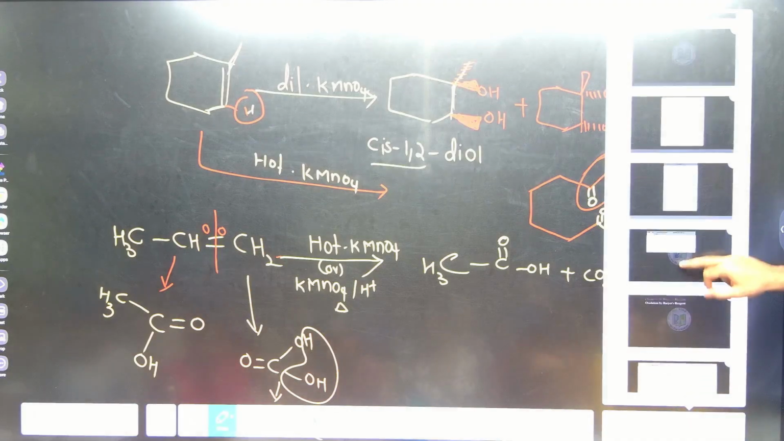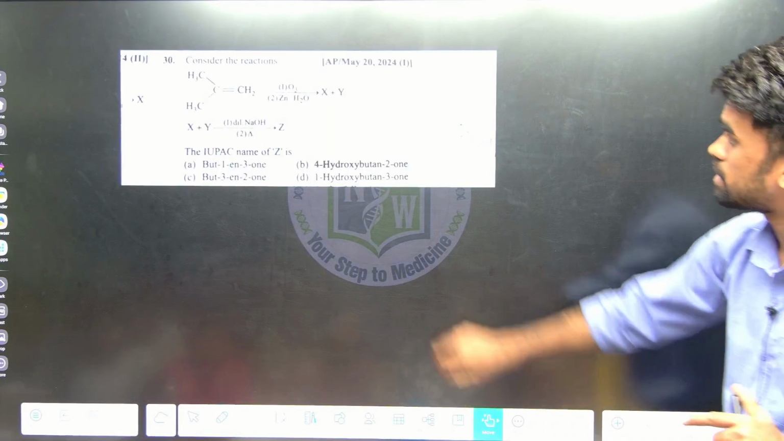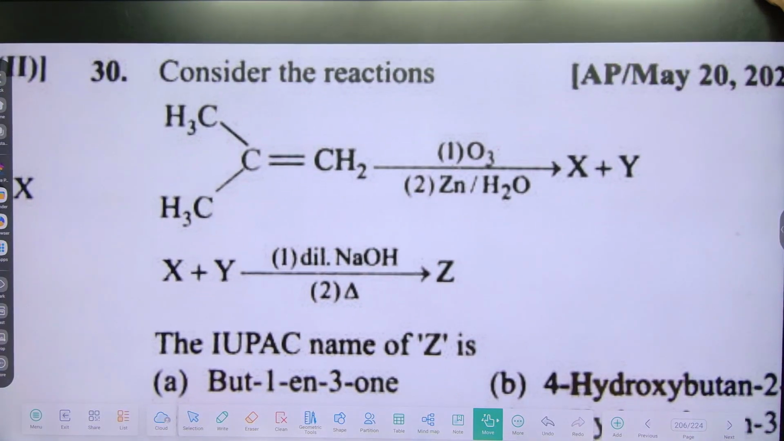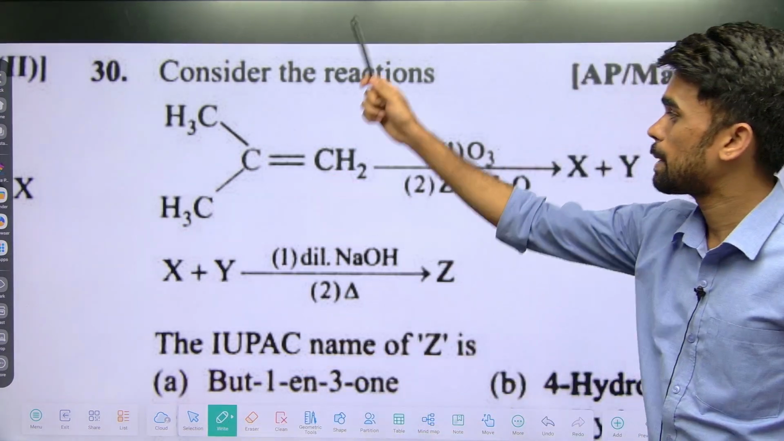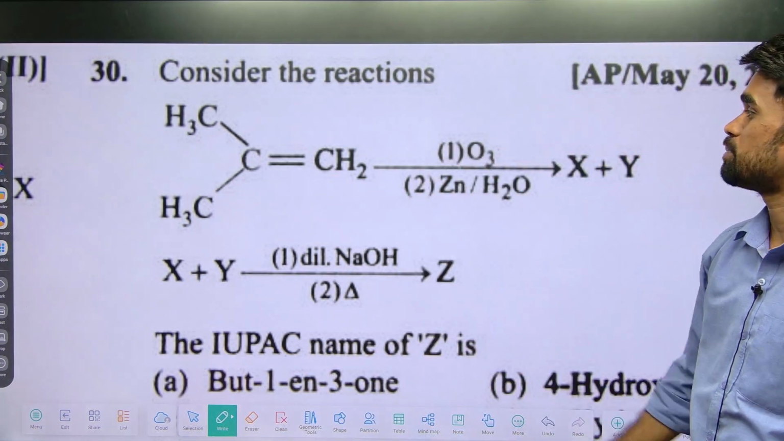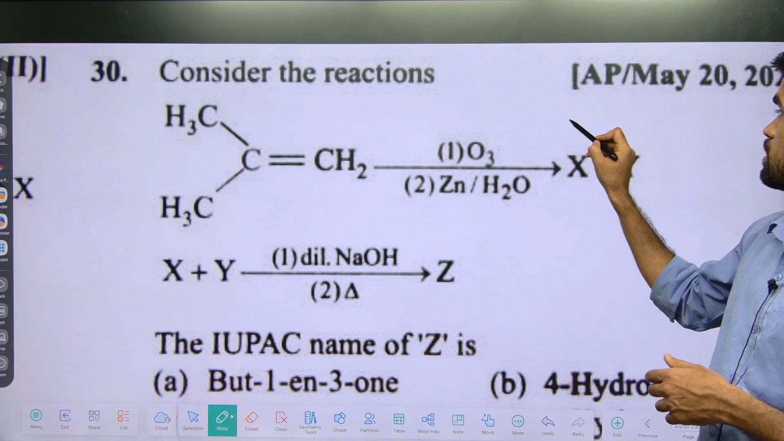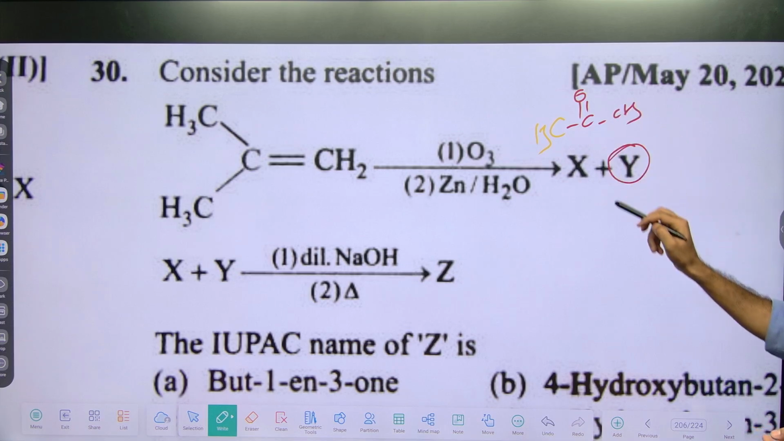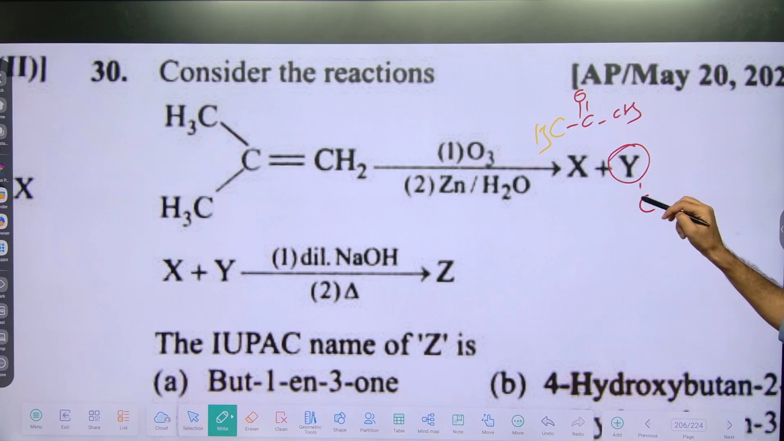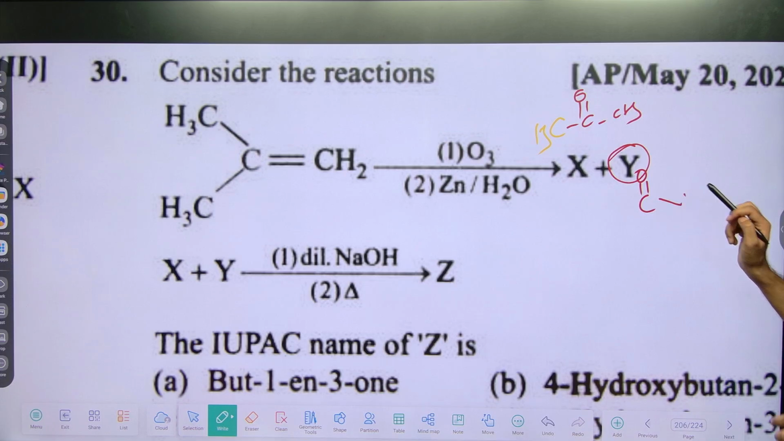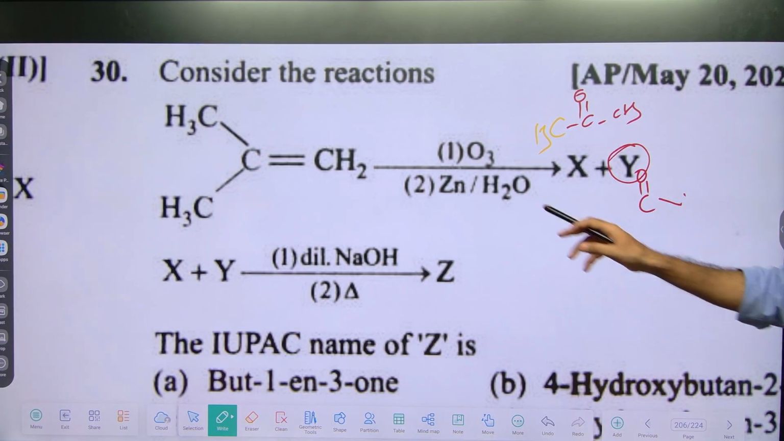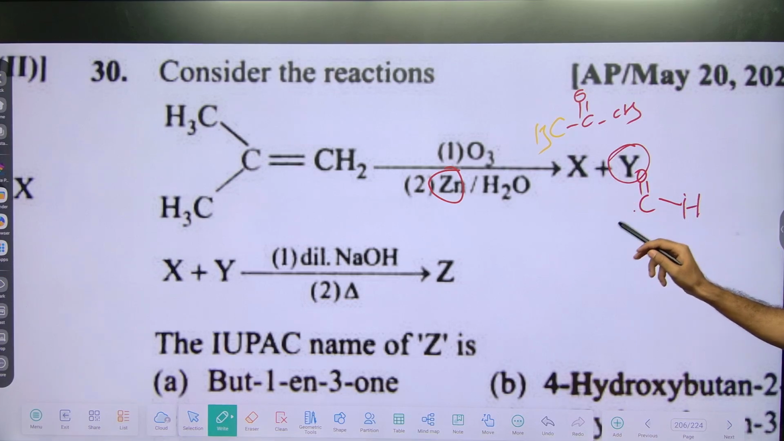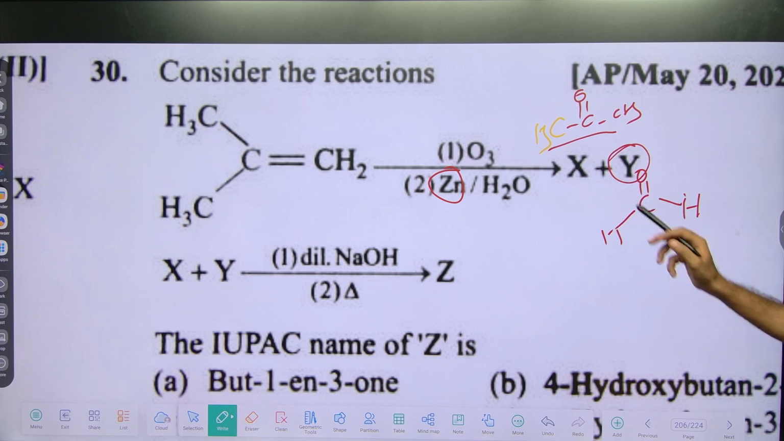Next, you just tell me what your answer is for this first step. What to do? Break it. What is the product? X and Y. CH3 CO, what? Zinc. So what should I do? H or OH? That's it. So acetone plus formaldehyde are your X and Y.